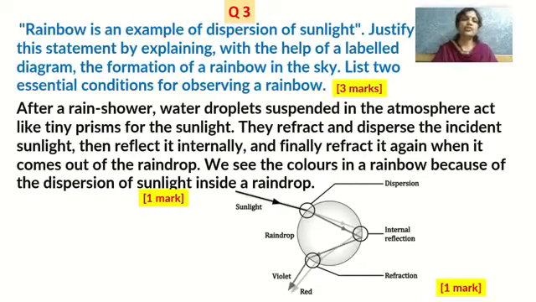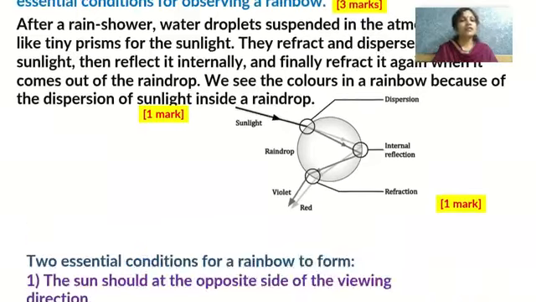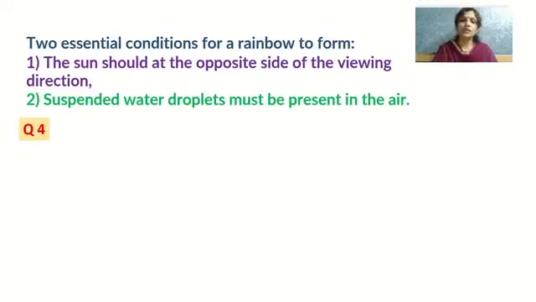write 2 essential conditions for observing the rainbow. So the essential conditions are that the sun should be on the opposite side of the viewing direction.